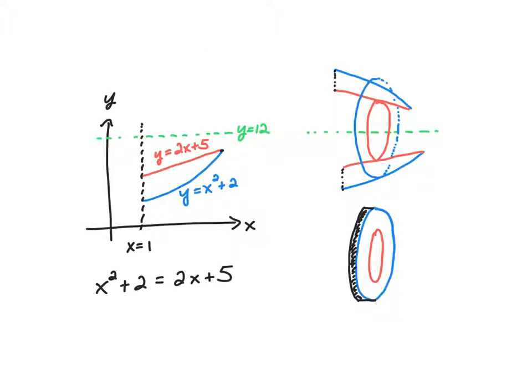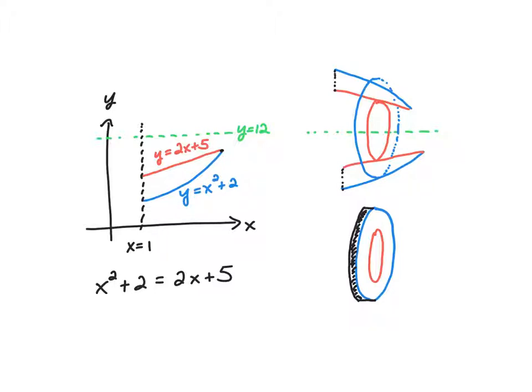All right, so first thing I'm going to do is draw the line y equals 12. That's easy. That's just a horizontal line. Then the vertical line x equals 1. That's easy. We're just going to draw that vertical line. And then 2x plus 5, let's see. That's going to be above x squared plus 2.